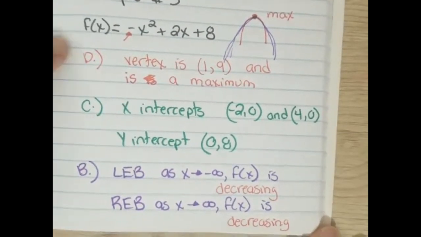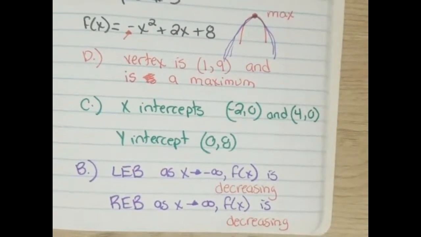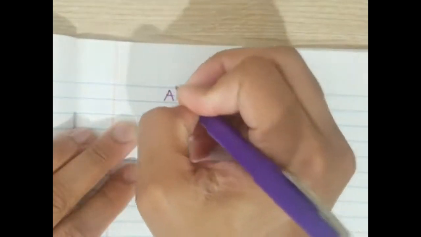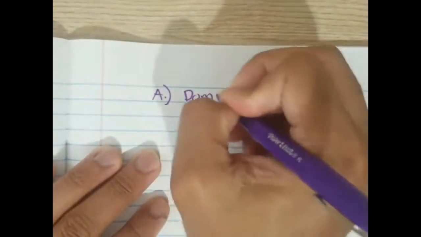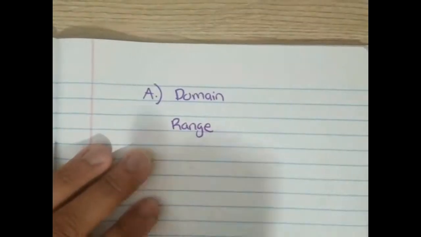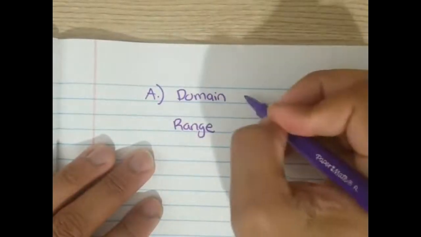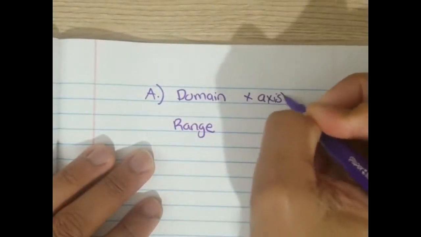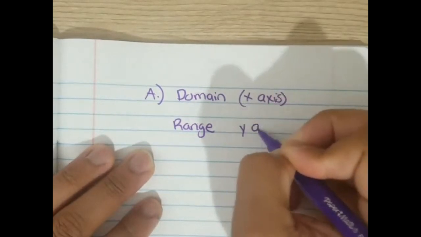All right, so we were on A next. And if everyone's okay, I'm gonna flip the page. I will go to part A. Let's see, part A, they ask us about the domain and the range. Yes, so the domain and the range. And remember, our domain is with our x-axis. Our range is with the y-axis.